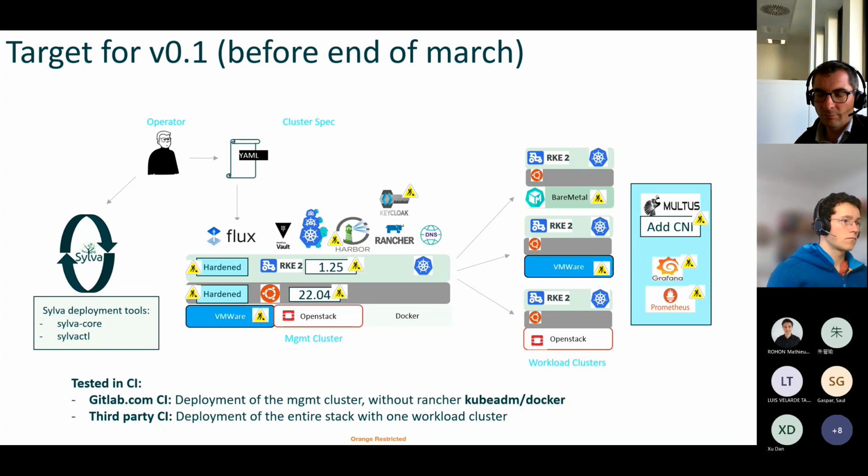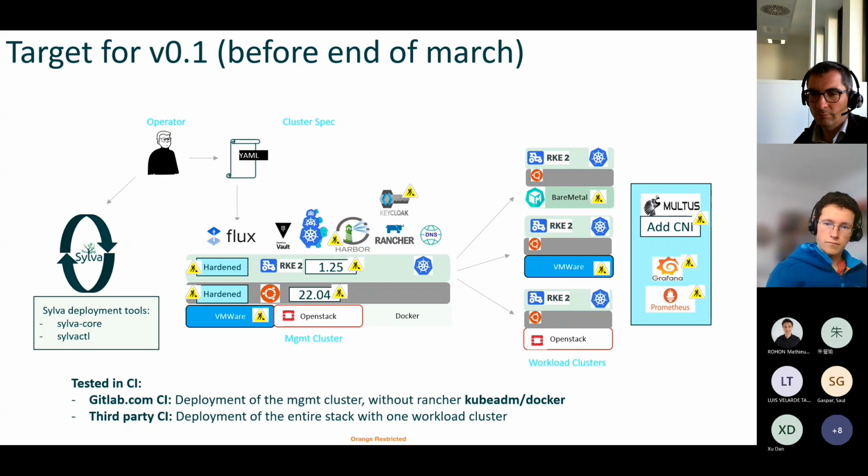So GitOps with Flux, Cluster API for the lifecycle of the Kubernetes clusters, but also RKE2 mainly because it comes with a lot of hardening in terms of Kubernetes cluster deployment. And as mentioned by Théophile, the security topic is a hot topic in Sylva. So we must take this kind of requirement into account. This is one of the reasons why we want to rely on a distribution such as RKE2.